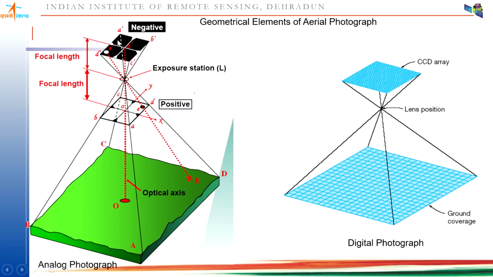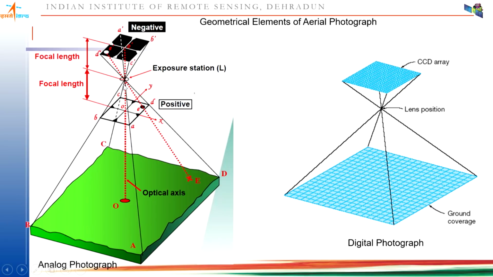If we are talking about a negative, then for this negative a positive is generated, and while generating the positive, the paper is kept at exactly the same distance, at focal length distance from the lens. So at this side we have the positive. If you look at the negative and the ground, the geometry of the points and the tone of the points is reversed in the negative. Whatever is dark or bright on the ground appears reversed in the negative, whereas in the positive the geometry as well as tone is true to the ground.